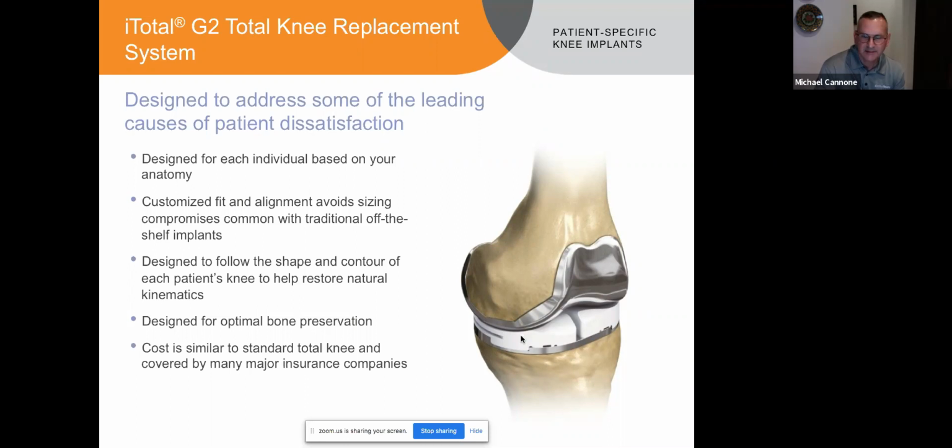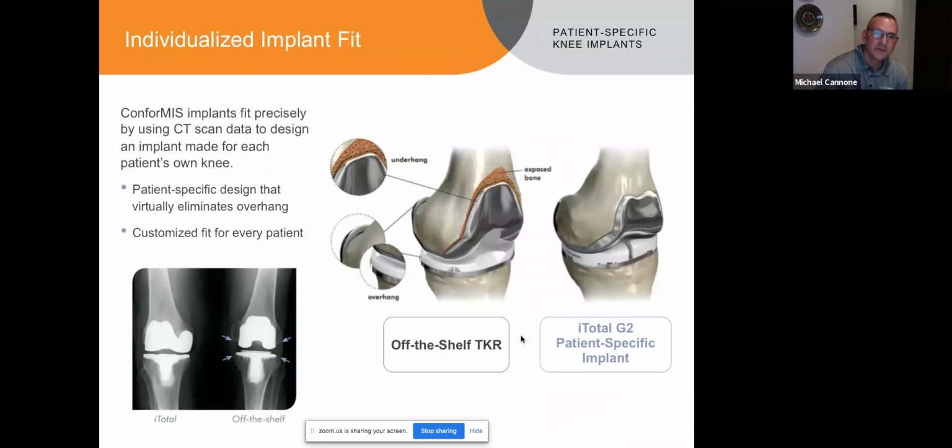And the cost of this knee, in my experience, hasn't been any more than an off-the-shelf knee, really. This is the company that does it. I'm trying not to make this a commercial for that, but the Conformis, if you want to go do some research on it or look it up on the internet.